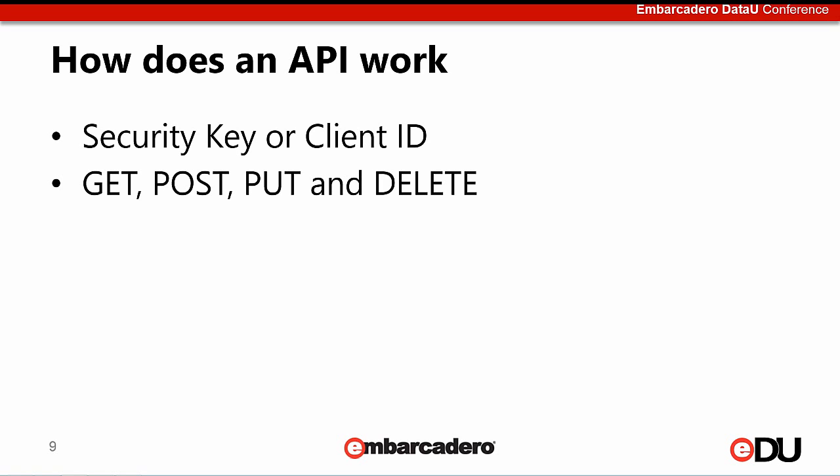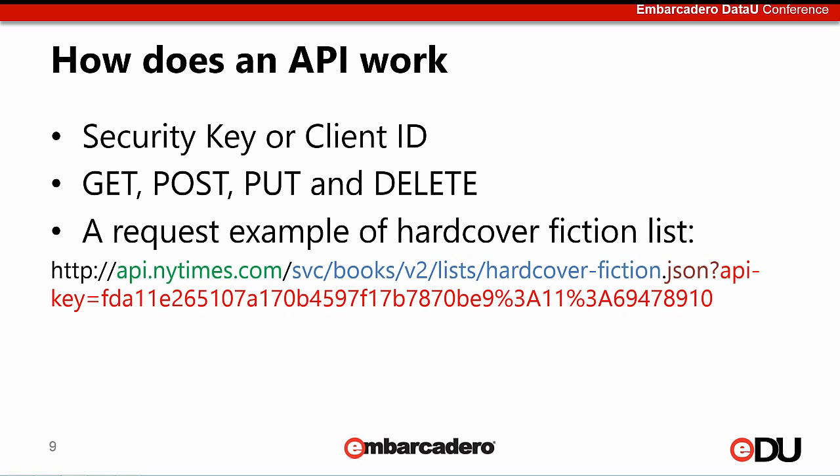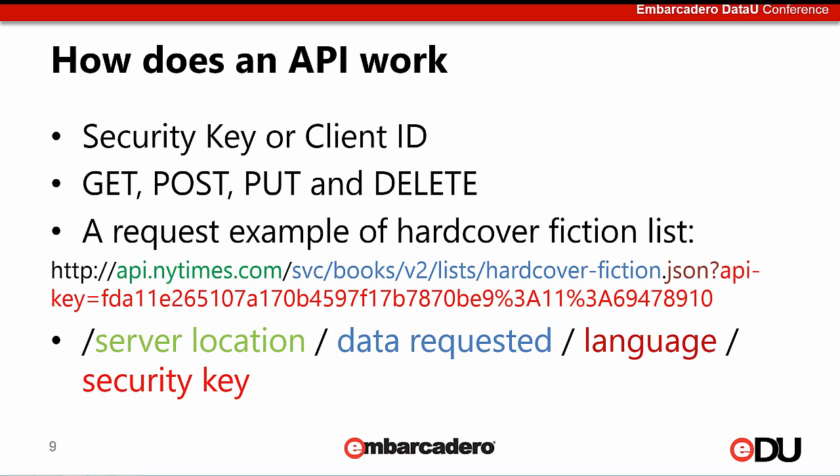Web APIs can use URLs and HTTP verbs like get, post, put and delete, and we can have a look at those shortly. You can see here an example API call to the New York Times website, shown in green as the location. It asks for a hardcover fiction list, listed in blue, the language JSON, and finally you've got my client key on the end. There's no authentication secret or any other security as the host does not require it.